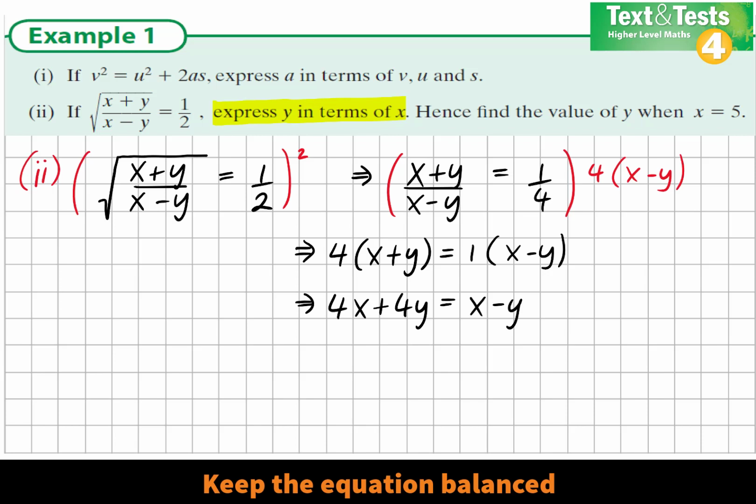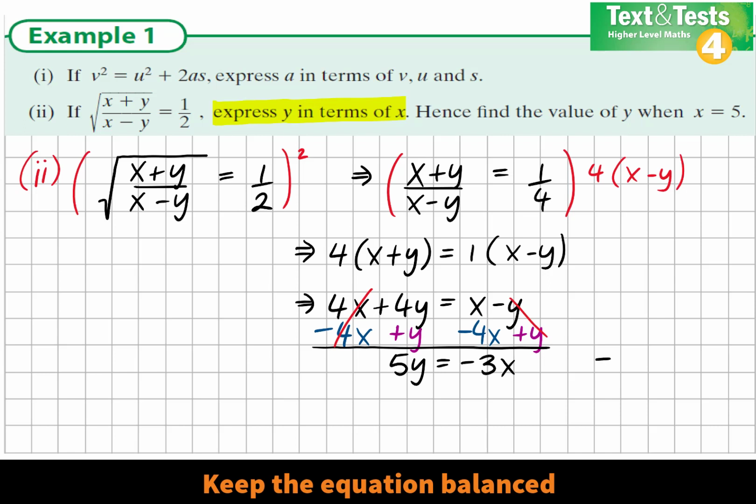We want the equation in terms of y, so I'd like y on the left hand side and the x's on the right hand side. So I'm going to subtract 4x from both sides of the equation and add y to both sides of the equation. So when we do this, we end up with 5y is equal to negative 3x.